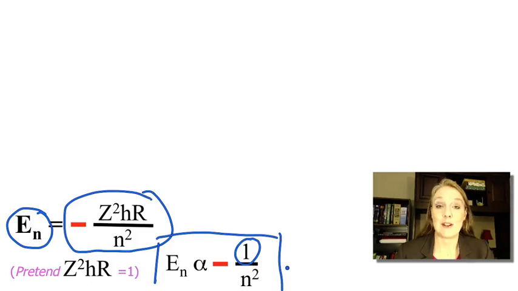Let's plot that for different values of n. Remember, n is a natural number. Natural numbers start with 1 and go up: 1, 2, 3, 4, 5.